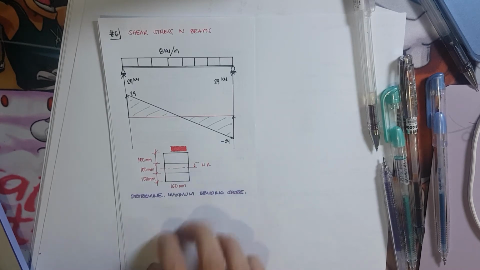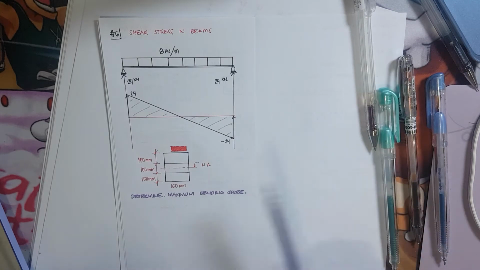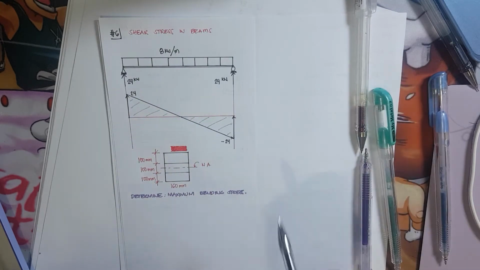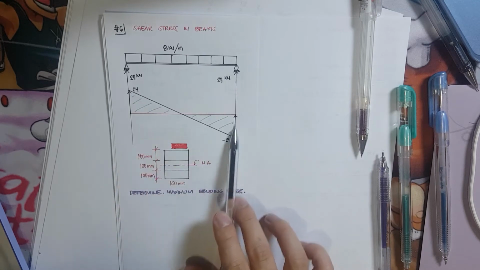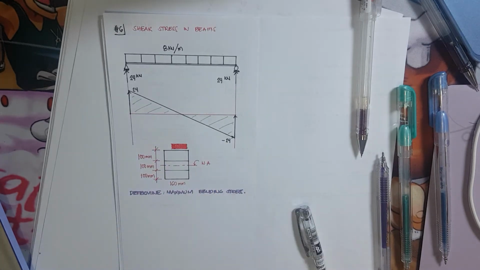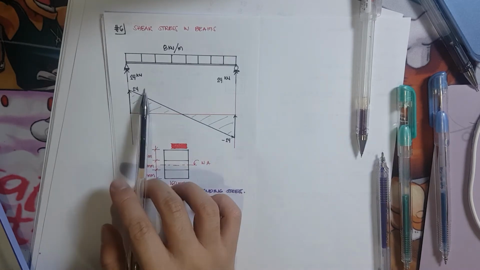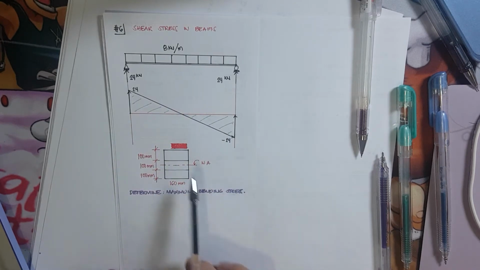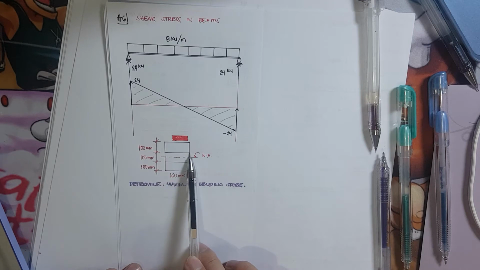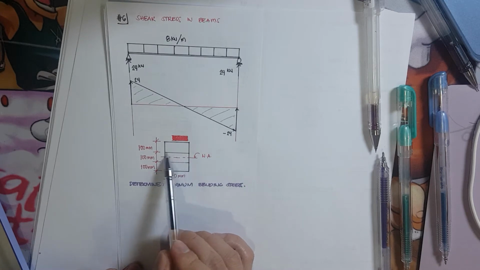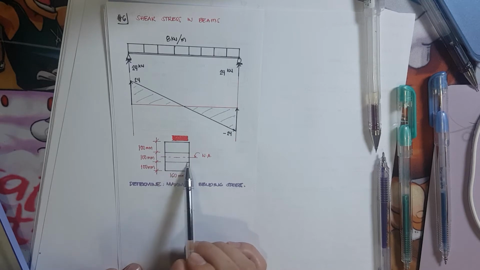So, we have here a simply supported beam which is loaded by 8 kilonewton per meter, and the shear and moment diagram were already drawn. If you're already on this video and you're still not familiar with drawing your shear and moment diagram, I suggest you review some of my discussions on how to draw them. Here we have the shear as 24 and negative 24. You have here 3 blocks of wood and it was glued on this portion, and it was also glued on this portion.